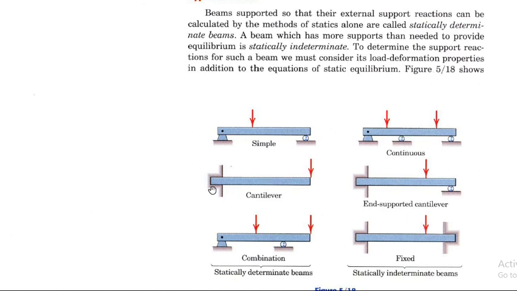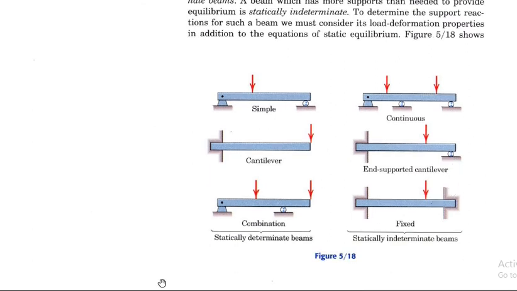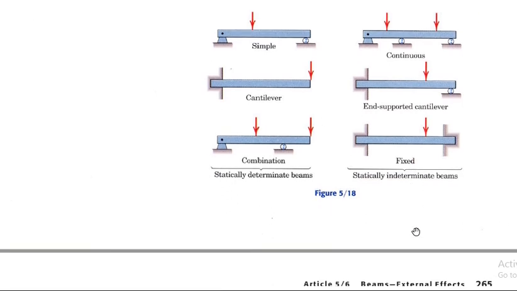A cantilever beam is fixed at one end and the second end is open. In a supported cantilever beam, one end is fixed and the second end is on a roller support. In a combination beam, one end is at a pin joint and the second end is open, and in between there is a roller support. In terms of a fixed beam, both ends are fixed.